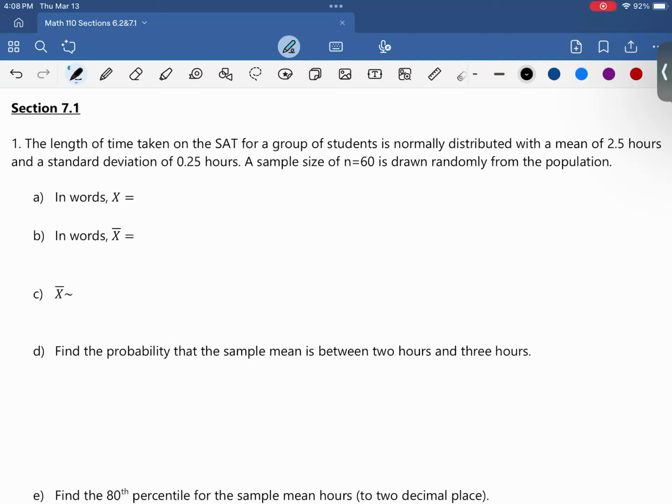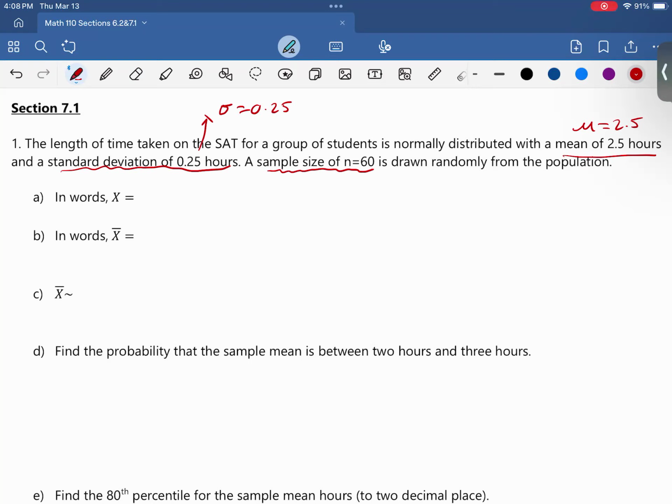Let's go ahead and take a look at number one. The length of time taken on the SAT for a group of students is normally distributed with a mean of 2.5 hours, so mean equals 2.5, and a standard deviation of 0.25 hours, so standard deviation equals 0.25. And a sample size of n equals 60 is drawn randomly from the population. So A, B, and C are asking us to fill in some blanks about this question.